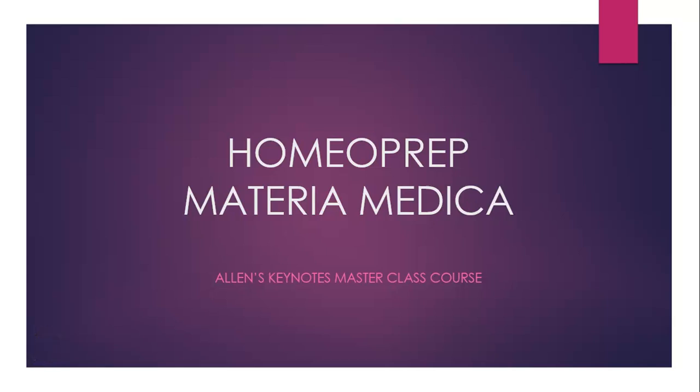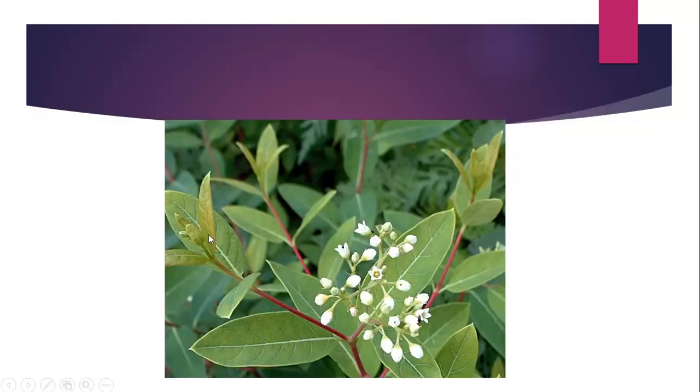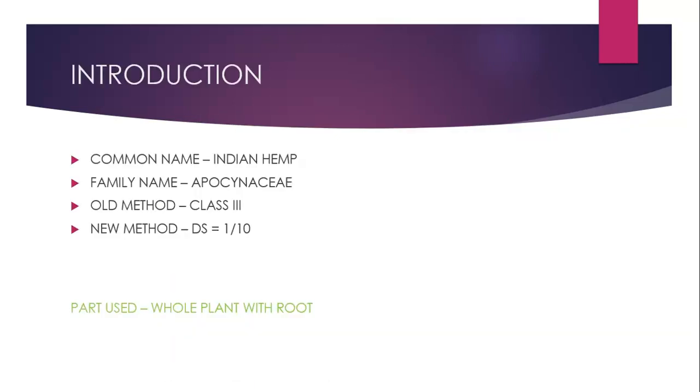Good afternoon. The next remedy is Apocynum Cannabinum. Yes, this is the drug. Common name is Indian hemp. Family is Apocynaceae. Old method, it belongs to third, and new method, it has a drug strength of 1/10. The part used is whole plant with the root.